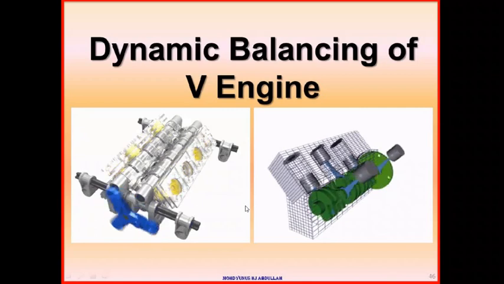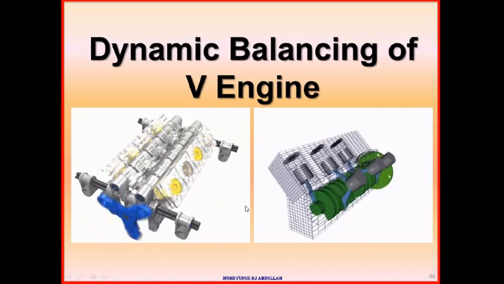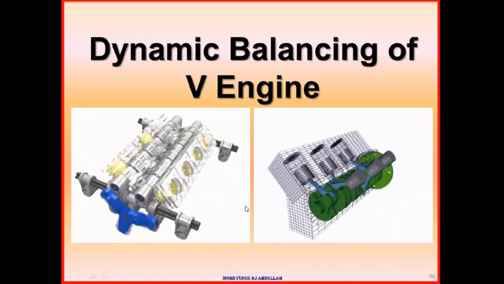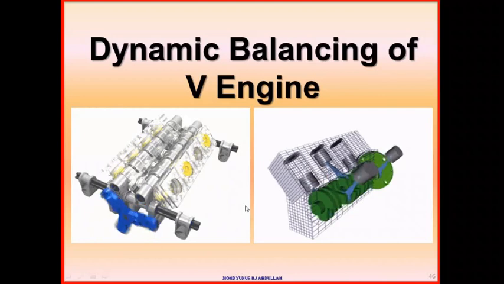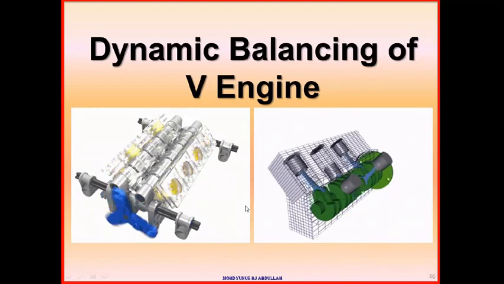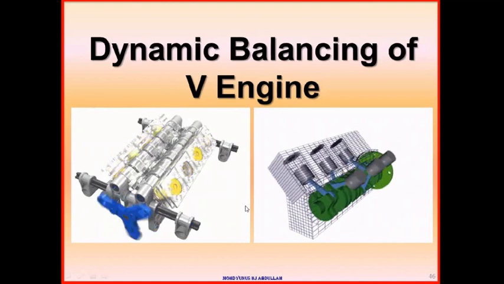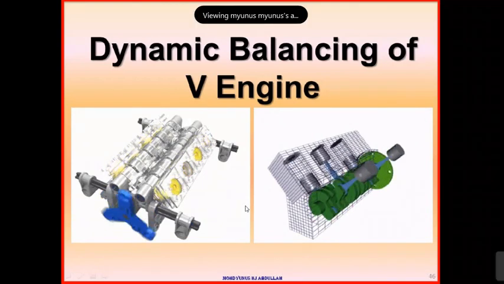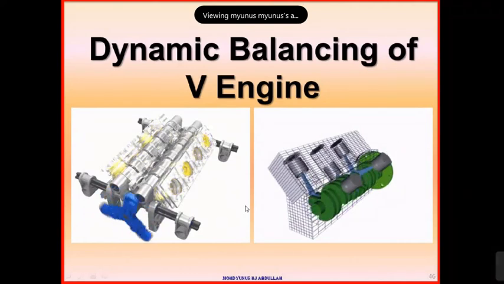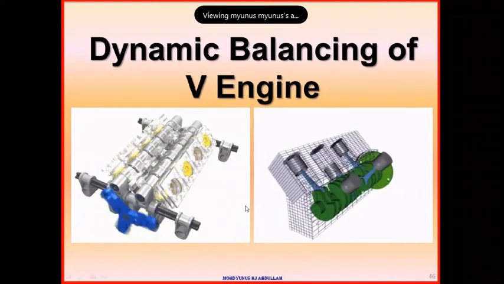The reason is that one bank carries 2 cylinders. Bank is B-A-N-K. For example, if you have 6 cylinders, the first bank will carry cylinder number 1 and cylinder 2. If you have 8 cylinders, how many banks do you have? How many banks? Anyone? 4 banks, yes. So even if you have so many cylinders, just focus on one bank only.